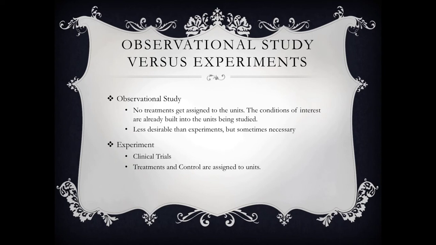An experiment, that's a clinical trial. So you have a treatment and a control that are assigned to the units, to the subjects of the experiment. So you're actually controlling what is going on. You're assigning the treatments, you're assigning who's the control group.